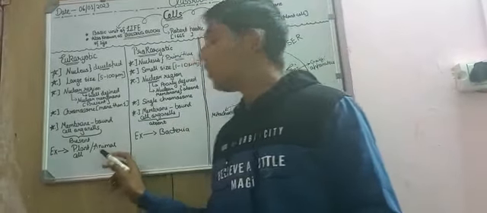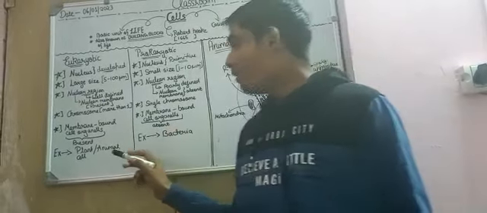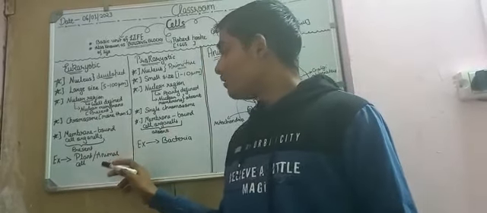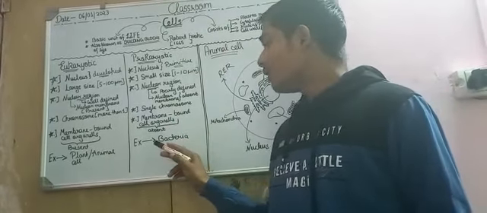There are some examples of eukaryotic and prokaryotic cells. First, we see the eukaryotic examples: plant and animal cells. And in prokaryotic, bacteria.